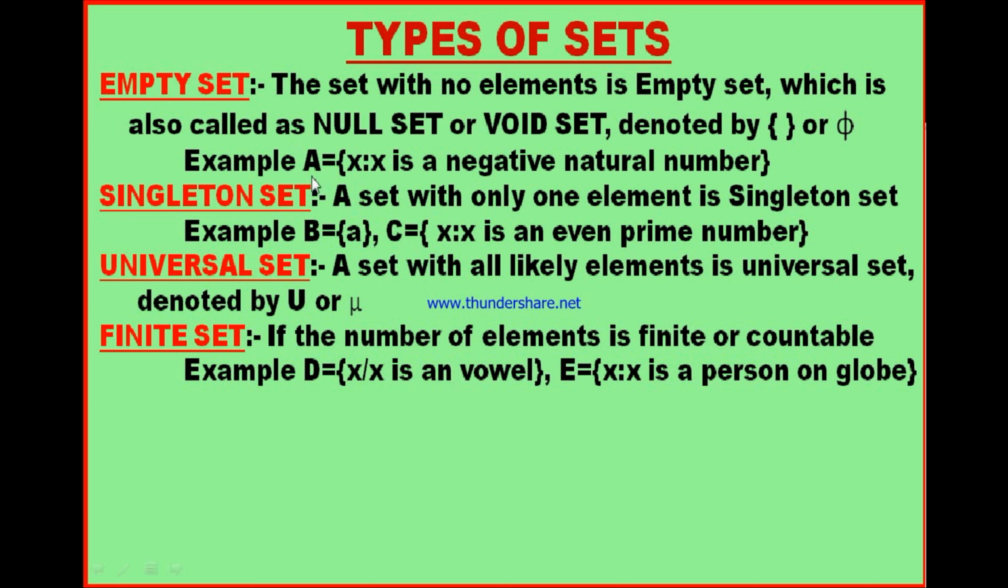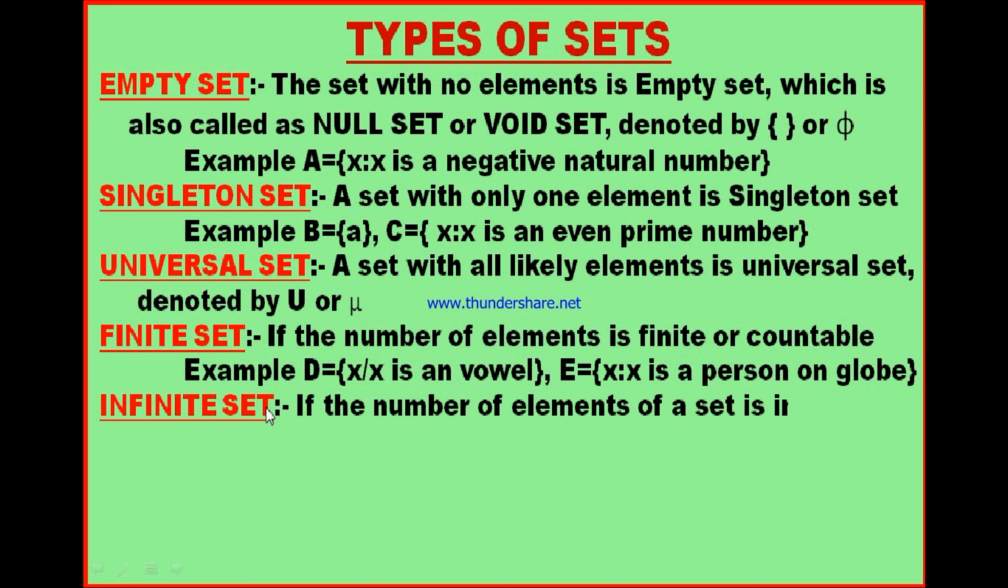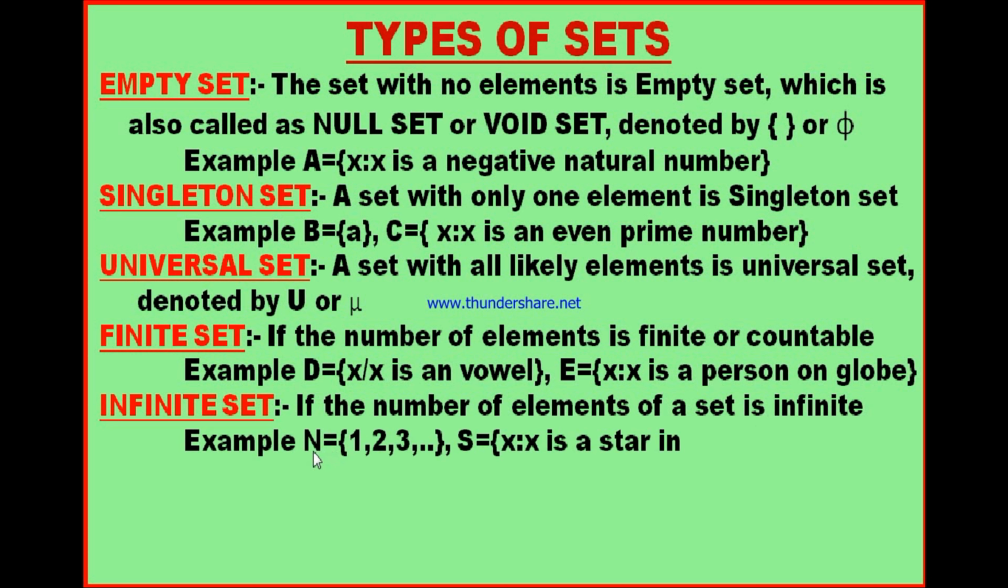Therefore, every empty set is a finite set. And the next is infinite set. The name itself indicates if the number of elements of a set is infinite, then it is called an infinite set. Example, N, meaning natural numbers, is equal to the set 1, 2, 3, 4 and so on. There is no end. Therefore, it is called an infinite set.